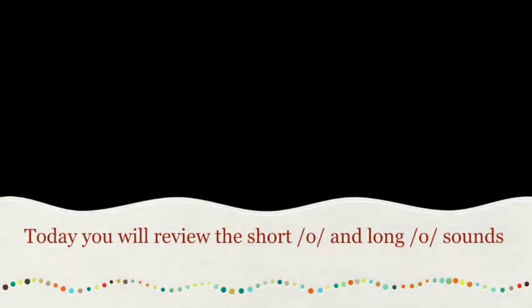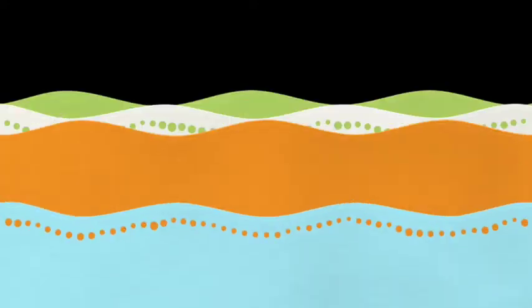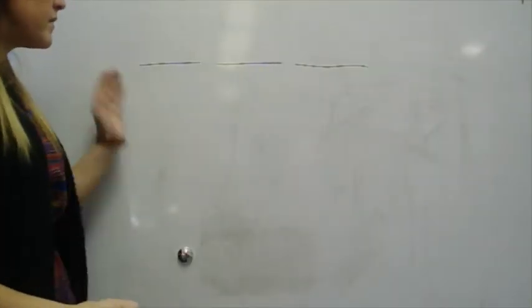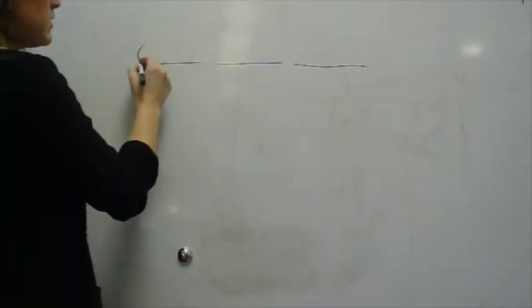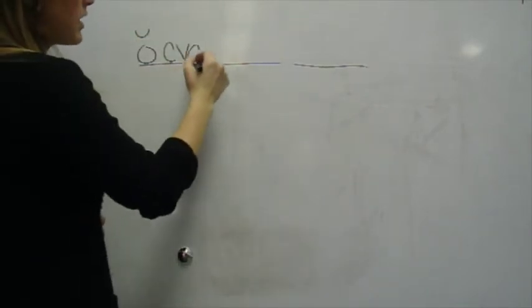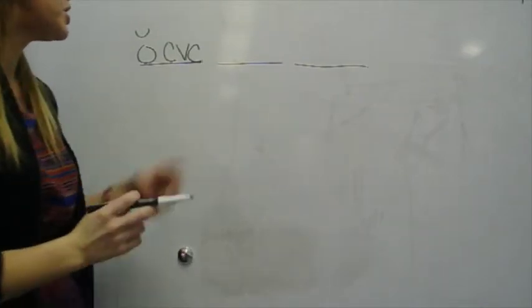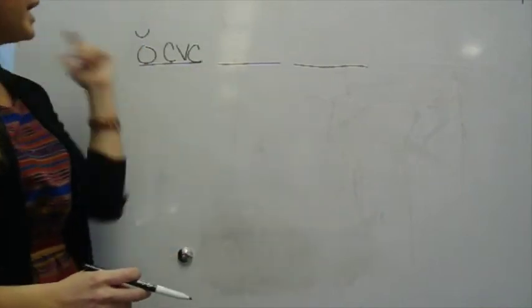Today you will review the short o and long o sounds. You will learn that the o sound can have different spellings. To get us started, our first pattern is a short o sound, like ah. So I'm going to write my short o symbol like that. And this is going to be that consonant, vowel, consonant pattern that we've been talking about so much. You know that when you see a vowel in between two consonants, it makes a short sound, like ah.